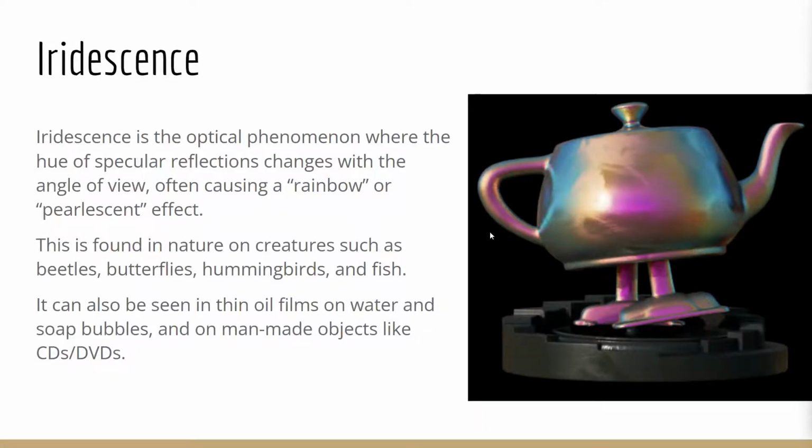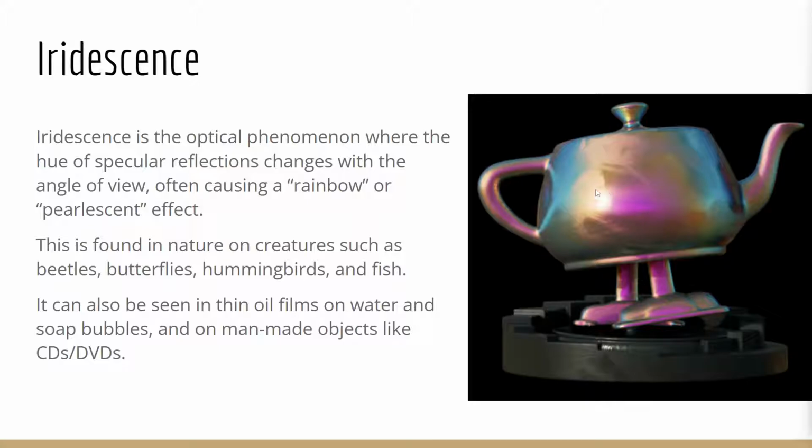The next thing we're going to talk about that's related to specular reflections, or can fit under the category of specular reflections, is iridescence. Iridescence is an optical phenomenon where the hue of our specular reflections changes depending on our angle of view, which often causes a rainbow or pearlescent effect. You can see over here, depending on the angle of view to the surface, we're getting different specular reflection coloring. When I'm looking straight at the surface, you'll see we're getting a pink reflection.